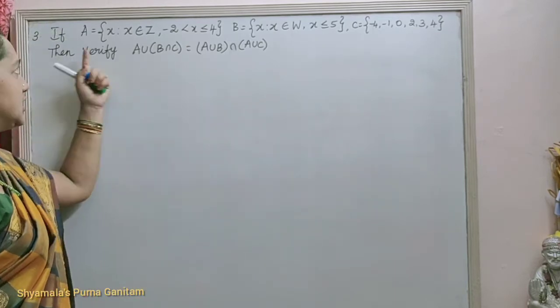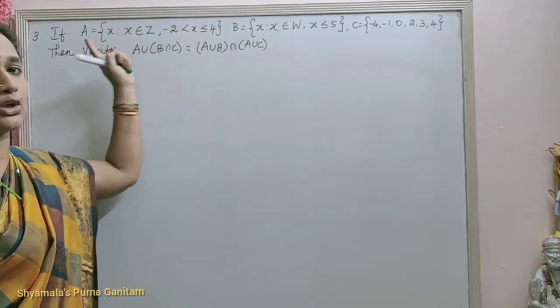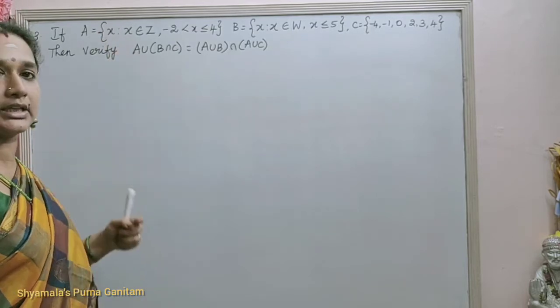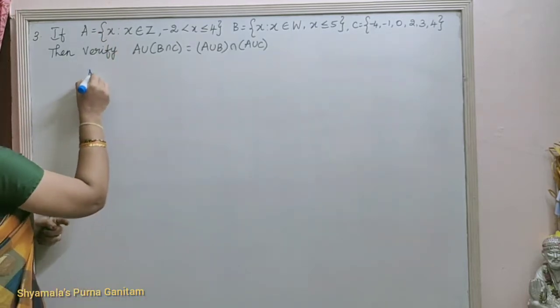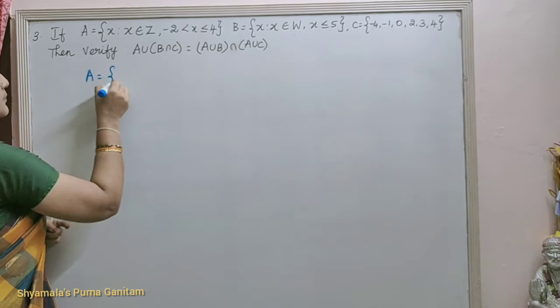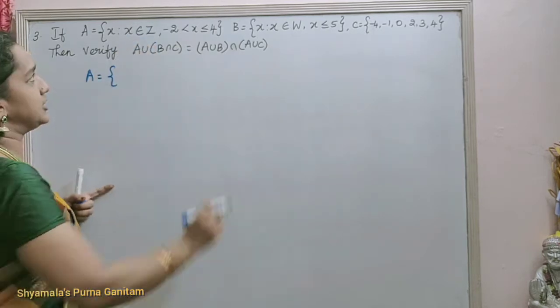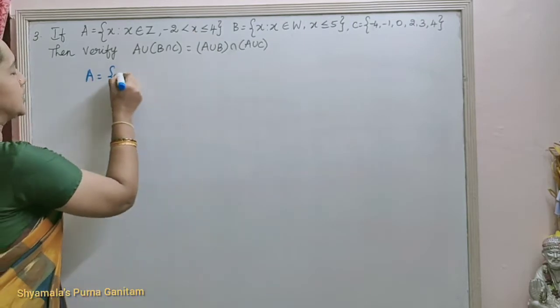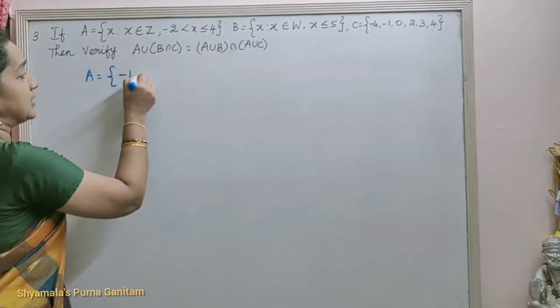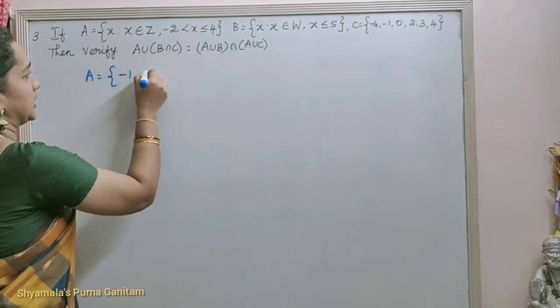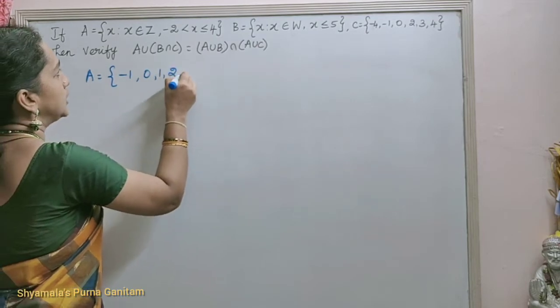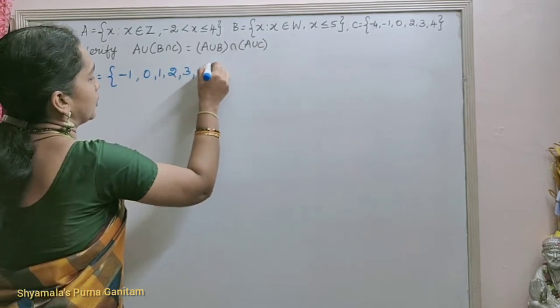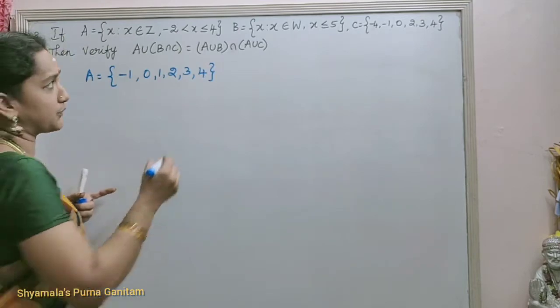So before doing this, we need to know the elements of A and B. It is given in set builder form, so first we will find the elements of A. It is given Z, that is integers, minus 2 less than x less than or equal to 4. So the elements of A are minus 1, 0, 1, 2, 3 and 4, since less than or equal to, it is 4.